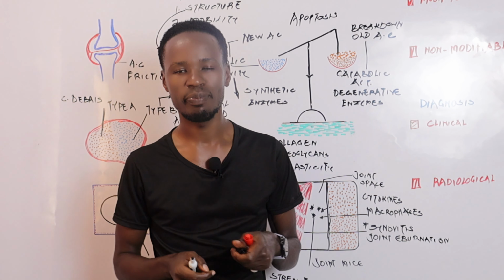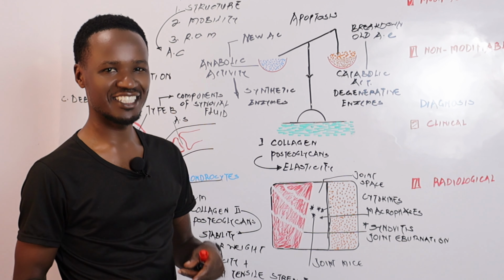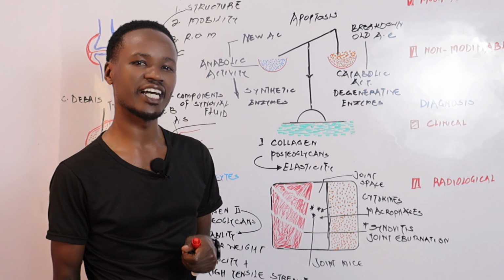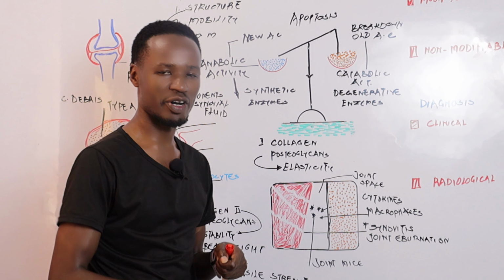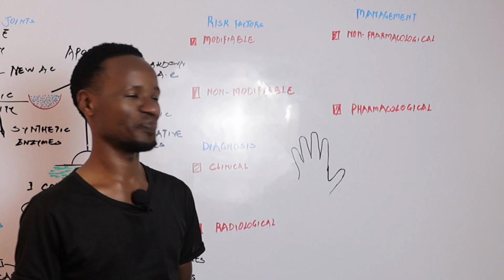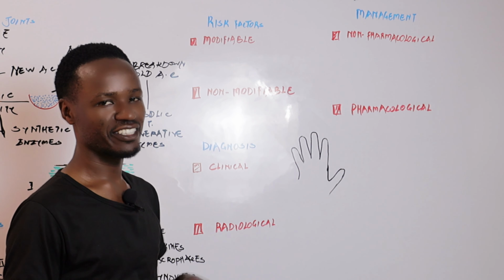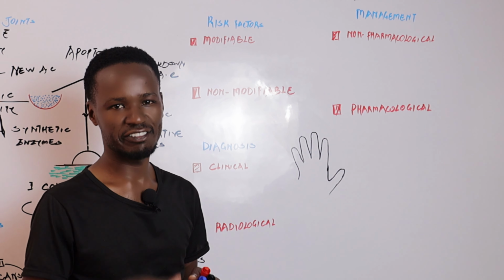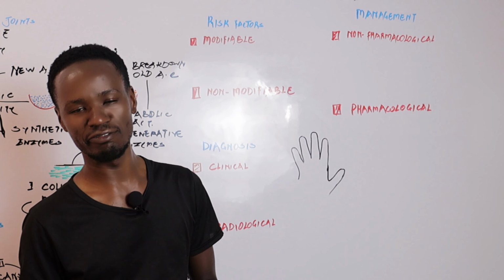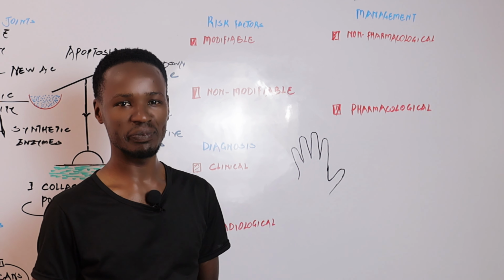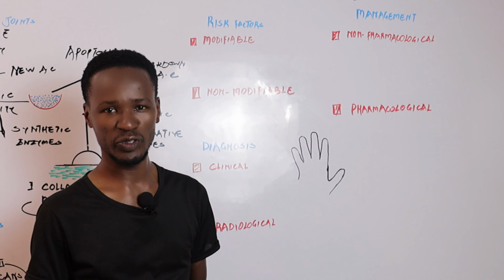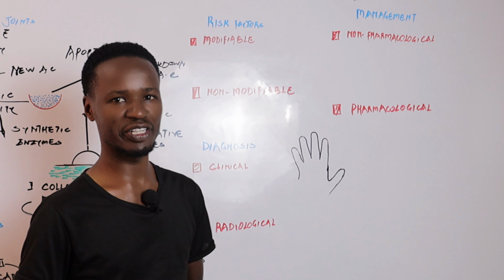Now, because we talked about the pathophysiology of osteoarthritis, let's now go further to look at what are these factors that could lead to the catabolic activities overpowering the anabolic activities. Let's now talk about the risk factors. When we talk about the risk factors of osteoarthritis, they are classified into two. They are modifiable factors and non-modifiable factors. For modifiable, it means that these are the factors that can be corrected. For non-modifiable, these are factors that cannot be corrected.